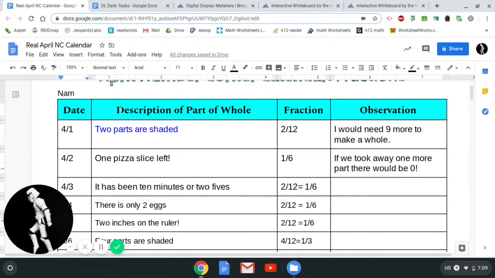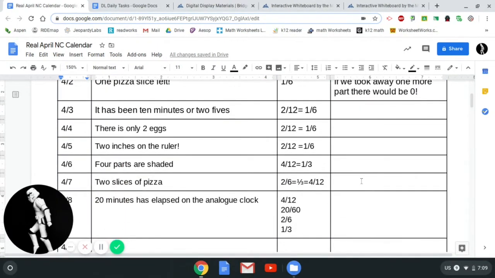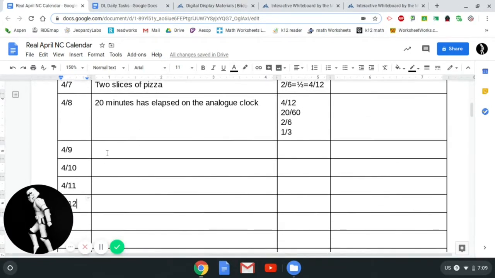We're going to look for a description of the part of the whole, the fraction, and an observation. I hope you've been making observations. I'm not making all those for you. All right, let's jump right in.